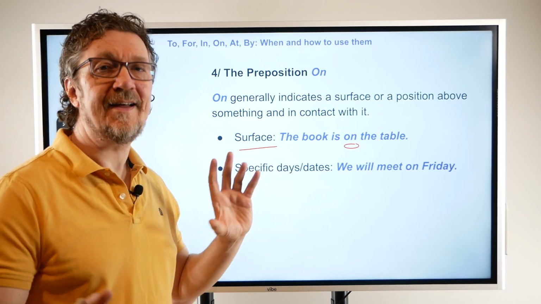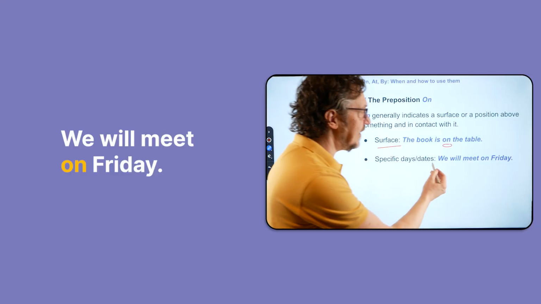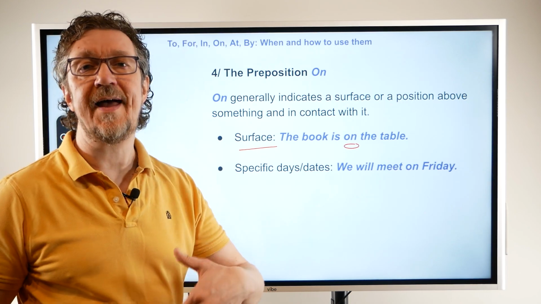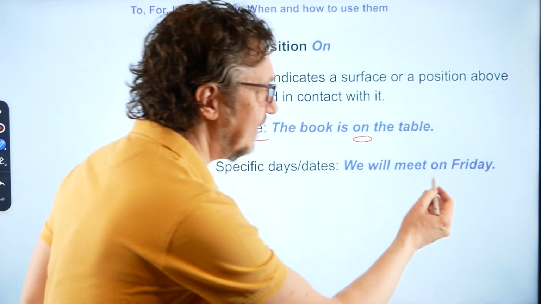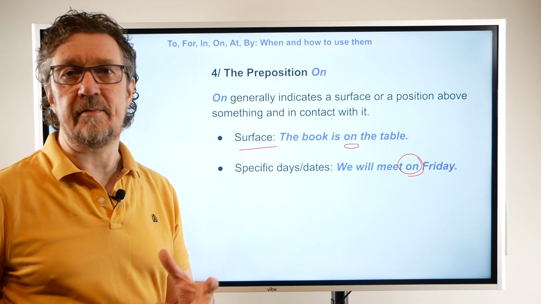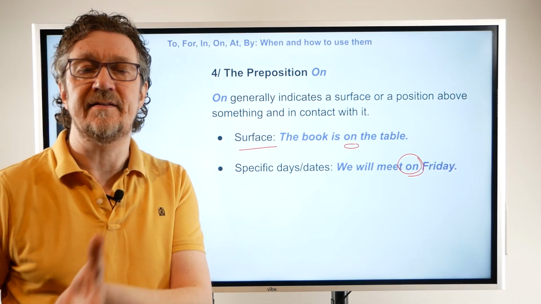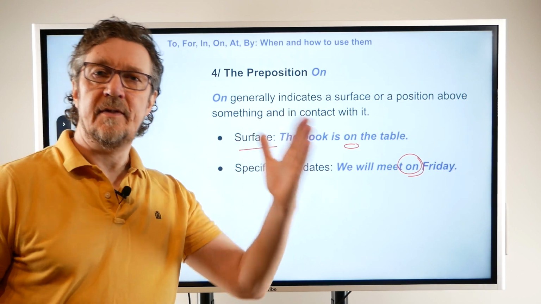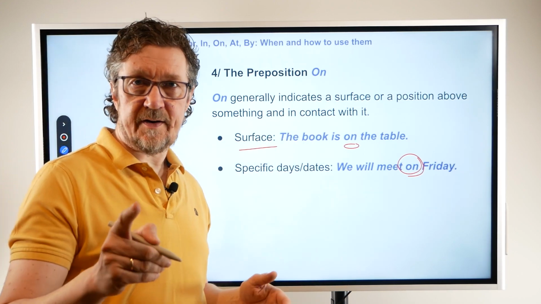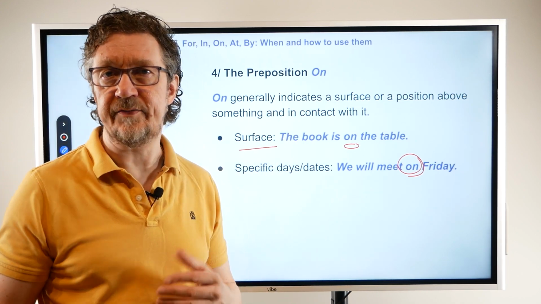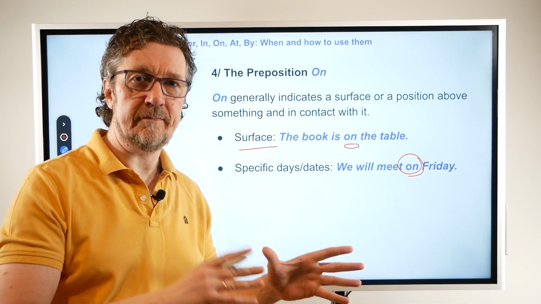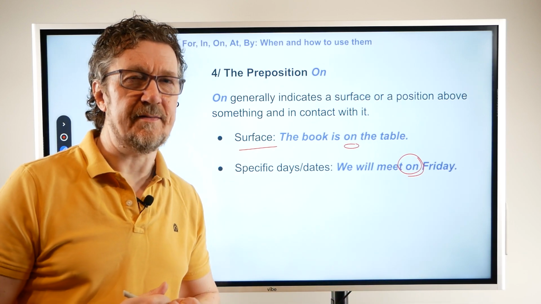Specific days and dates, okay? For example, we will meet on Friday. I will see you on Friday, I will be there on Thursday, and this is when we decide to tell people we are going to be there at some certain time. On Friday, on Saturday, on Monday. It also works when you're talking about mornings and afternoons. On Monday morning. If the day's there, it's on. We'll come to the reason why that's important in a minute.